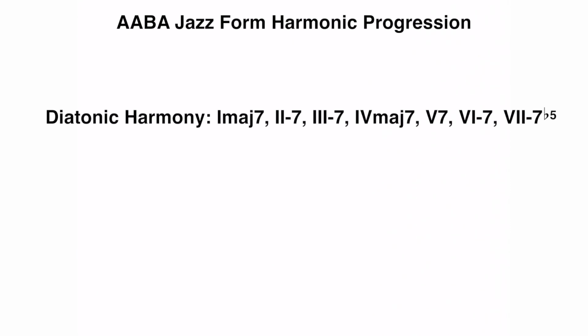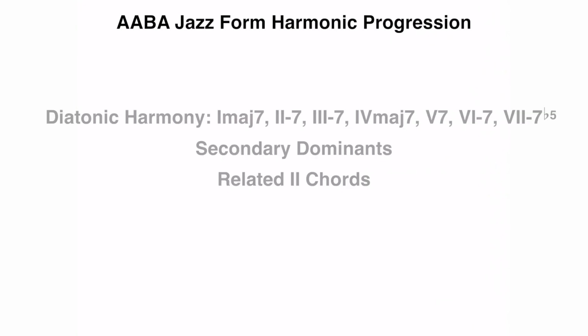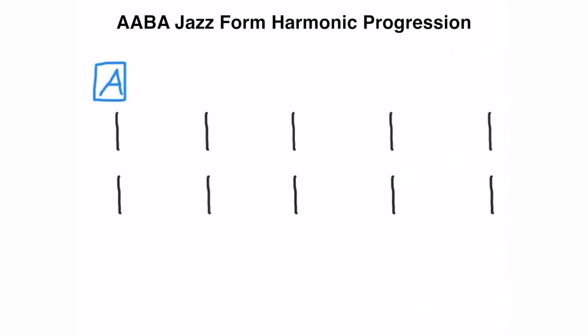Hello, this is Dr. Anthony Fesmire, and in this lesson we will compose the harmonic progression for a 32-measure AABA jazz form. For this composition, we will use diatonic harmony in a major key, along with secondary dominants and related two chords. Let's get started. The first thing that I will do is write in 8 measures for the A section.